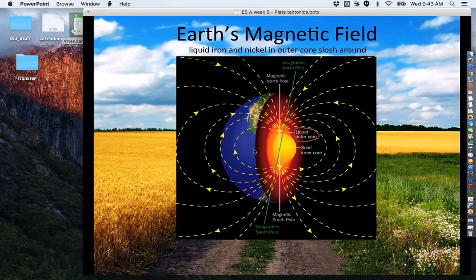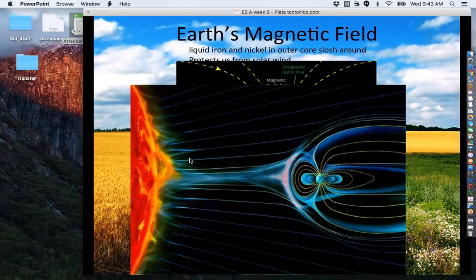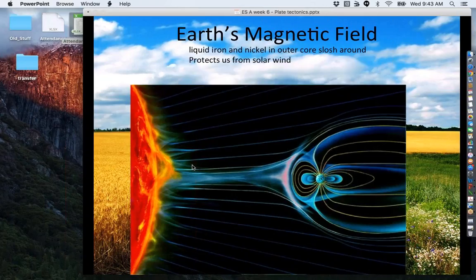It creates a magnetic field, and that magnetic field is very important. You can see how these magnetic field lines emanate out from that liquid outer core. So those magnetic field lines serve a very important purpose, and that important purpose is, of course, you all know, no, maybe you don't, to deflect the sun's cosmic rays. So it actually protects us from what's called the solar wind.